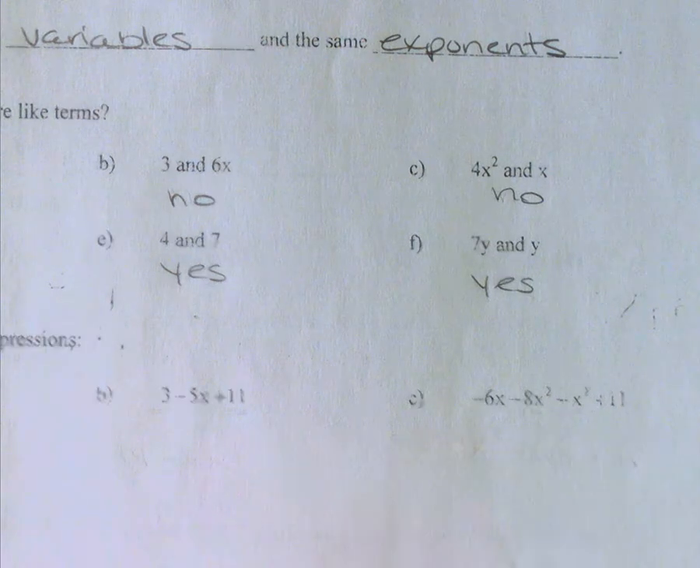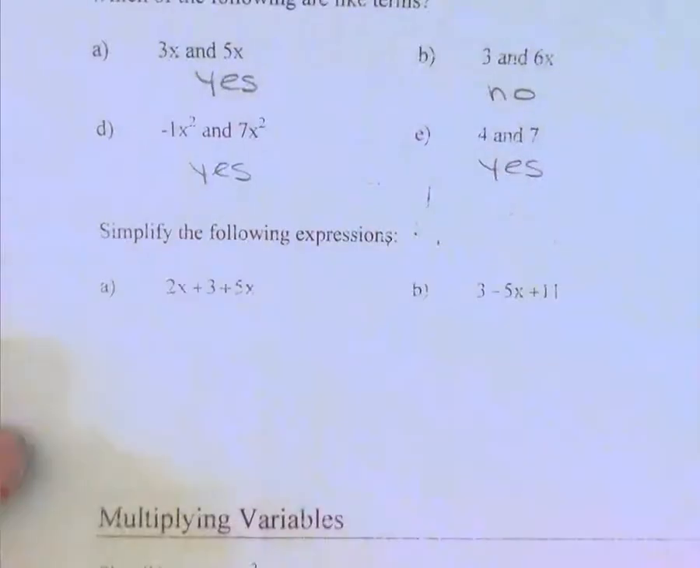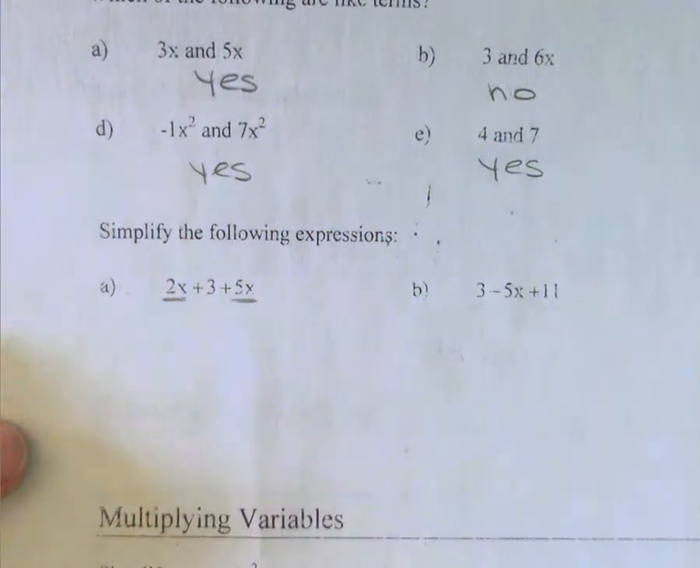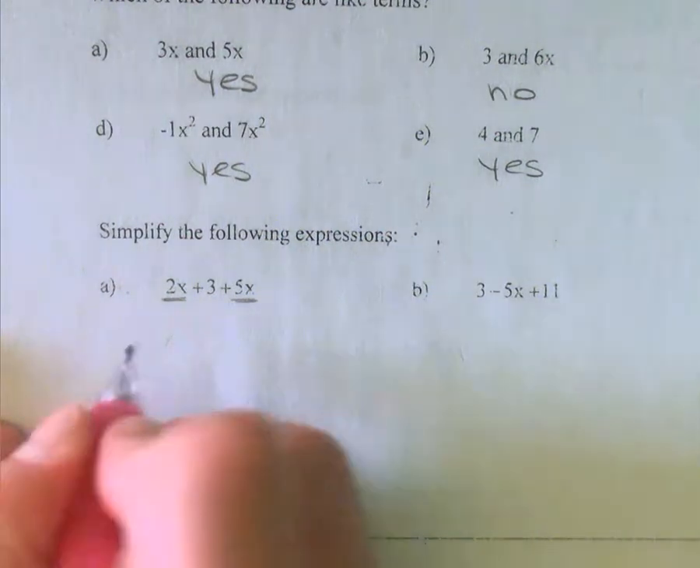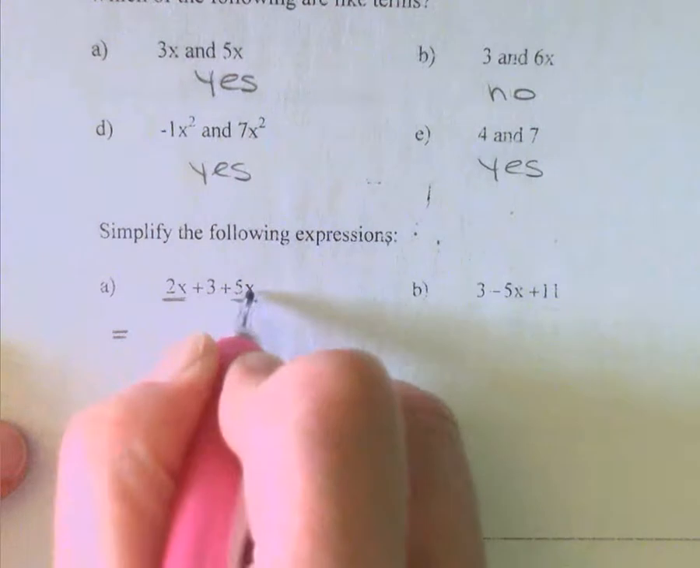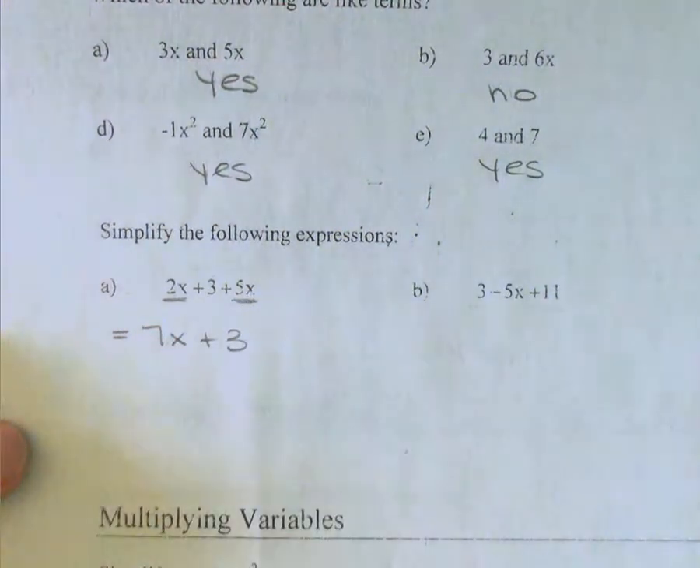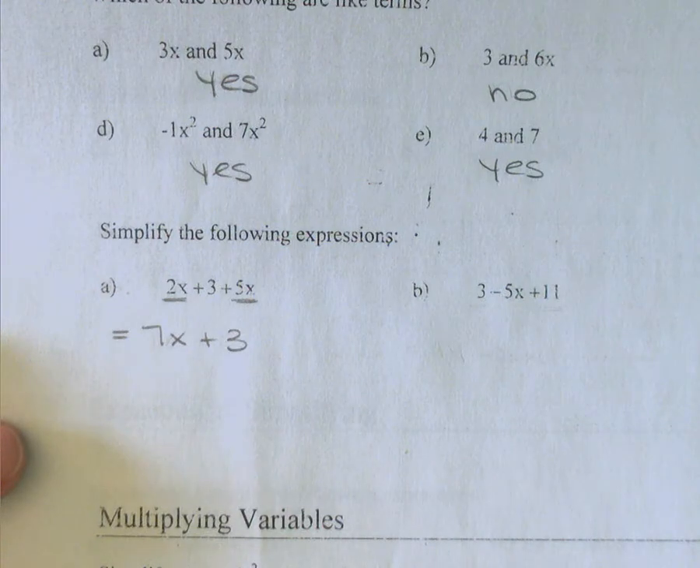Now I want to add and subtract like terms. So I'm going to underline the 2x and the 5x because they are like terms. 2x plus 5x is 7x. And then I have plus 3 because it doesn't have another like term.